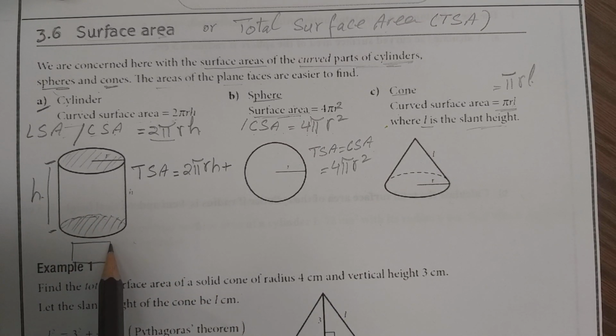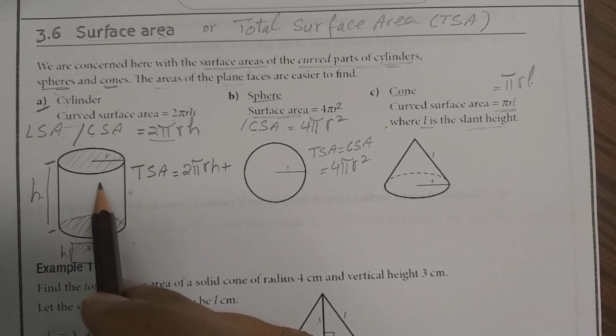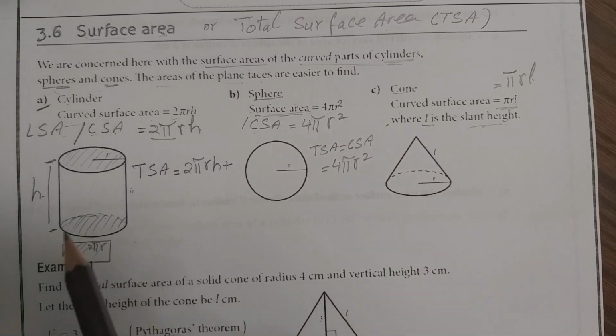But if you fold it and round it, it becomes a circular part, and this is the height, and this is 2 pi r. So we know that length times width is the area of a rectangle, which means this here is the area of the curved part of this circular shape.